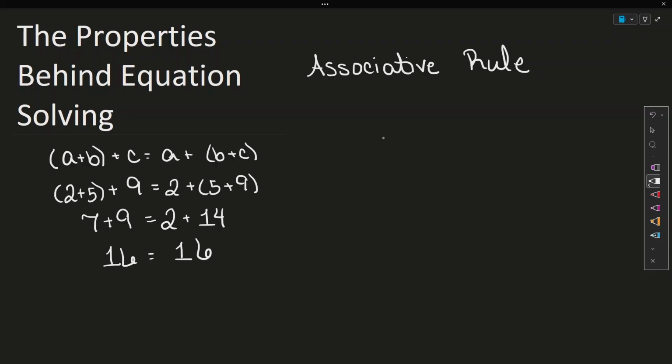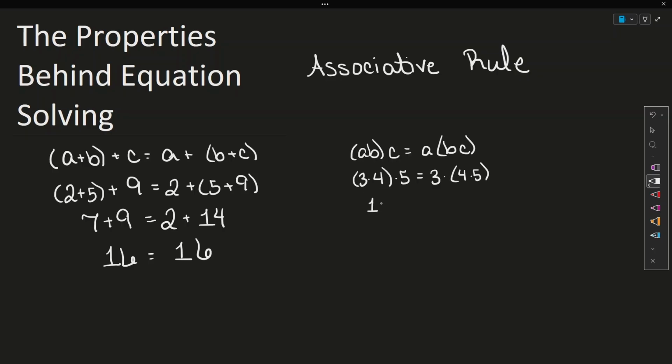The associative rule for multiplication says that when multiplying 3 or more numbers, changing the grouping does not change the product. (AB) times C is the same thing as A times the product BC. For example, (3 times 4) times 5 is the same thing as 3 times (4 times 5). We would do parentheses first.